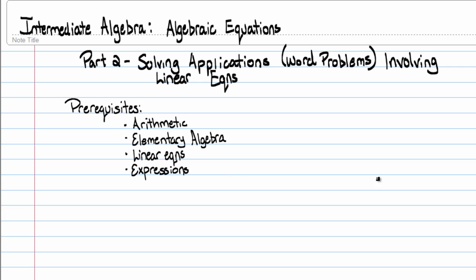You must know arithmetic and elementary algebra. Obviously, it's assumed that you know everything from elementary algebra, which should mean that you actually know how to do these problems. But good to review anyway. You should know how to solve a linear equation. If you don't, see part 1 of this lecture. And you should know how to evaluate expressions and know what an expression is, how to simplify expressions.